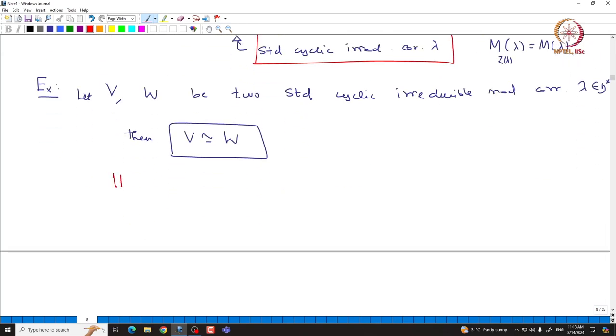So what is the hint here? The hint is you take again V direct sum W. Look at this element (v, w), where v and w are generators of V and W respectively. Then look at the cyclic module generated by this. Then you can prove this is again standard cyclic. If you call this U, then from U to V you have the natural projection, and from U to W you have the natural projection. You use those projections and then see what you get.